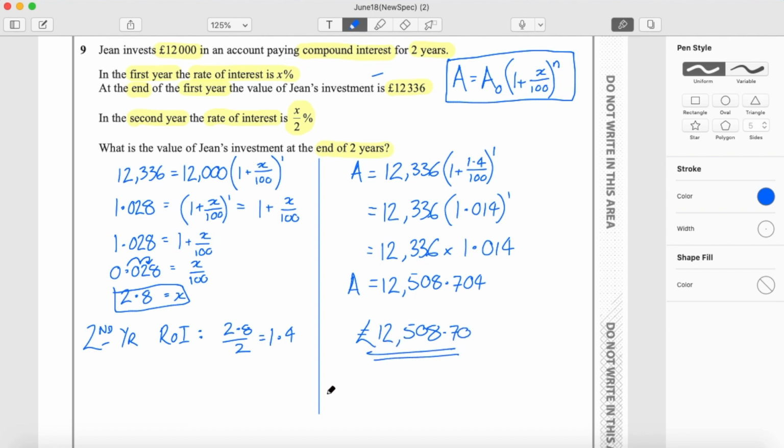I hope that's clear. We've gone over quite a few things there. We've done powers, a little bit of algebra, and the compound interest formula, which is key to these sorts of questions.